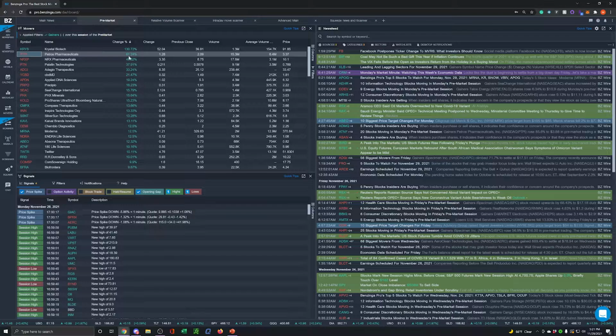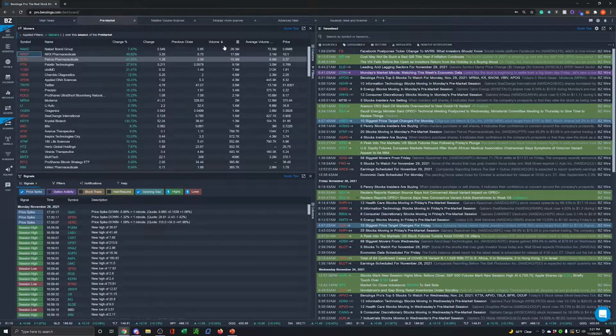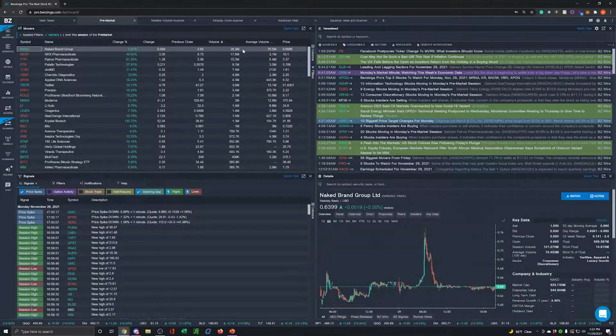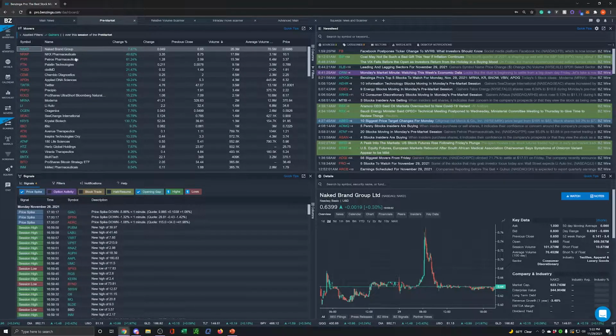After I sort it by the biggest mover pre-market, I like to sort it by the most volume, because I like trading stocks that have 1 million in volume plus. Once you sort it by volume, you can see what stocks have the most volume pre-market. You're going to have NAKD as the first one, NRXP as the second one, PTPI as the third one. Obviously, you can go through each one of these individually and see why it's moving.